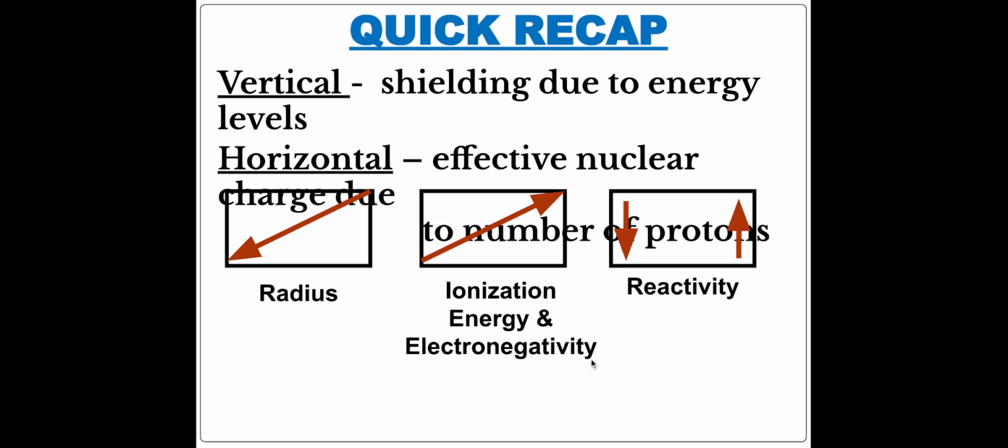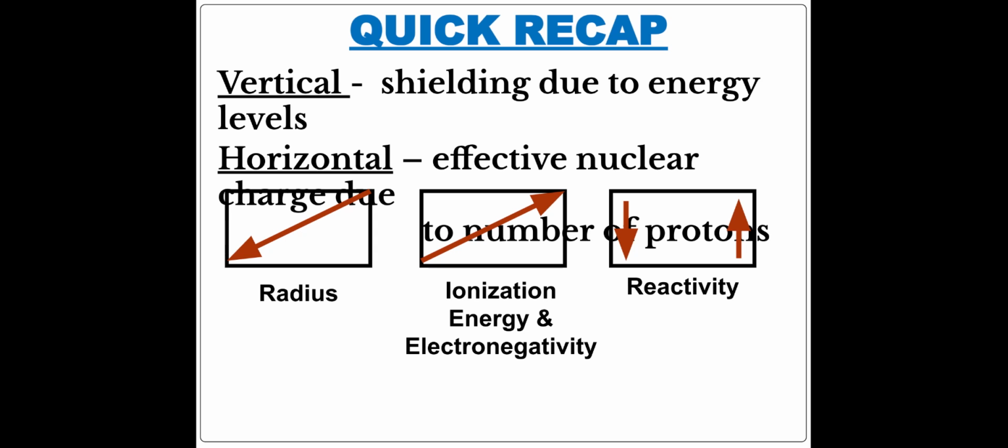So here's a quick recap. For the vertical levels, when you're going up and down a group, shielding is a factor due to energy levels. So more energy levels as you go down a group, you're adding an energy level. The valence electrons, the outermost electrons, are getting farther from the nucleus. They're feeling less of a pull. The shielding is decreasing the amount of attractive force of the nucleus, and so that's something to keep in mind.